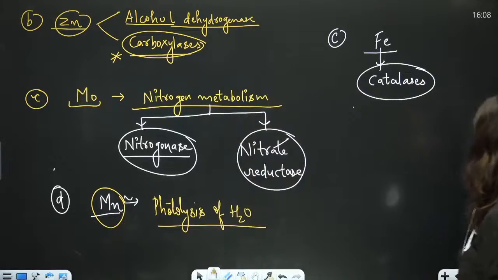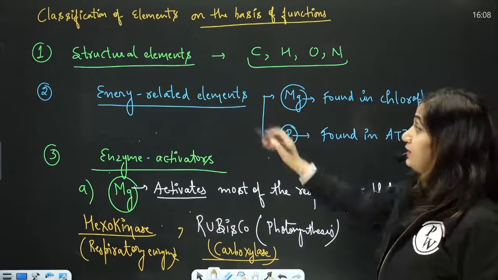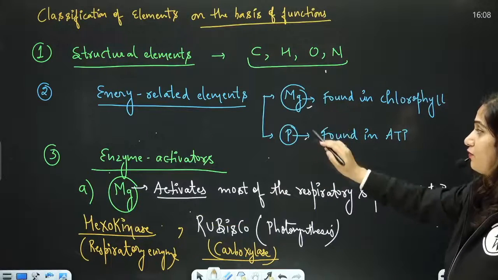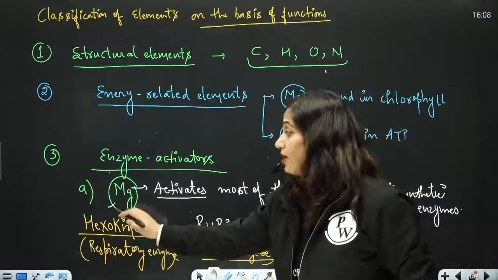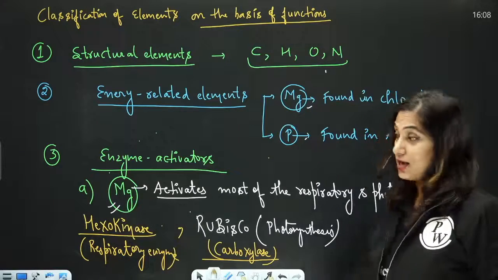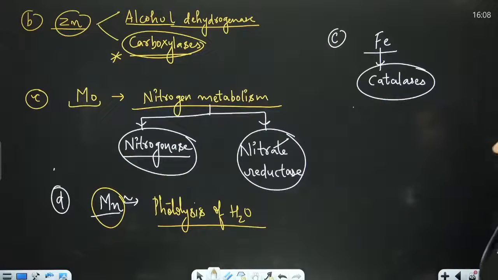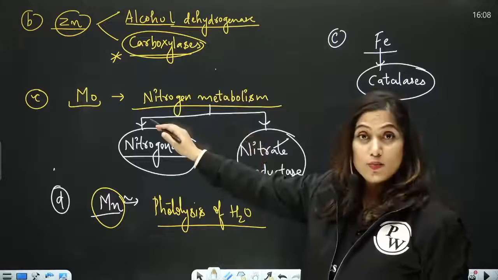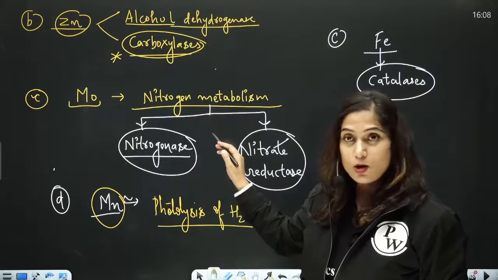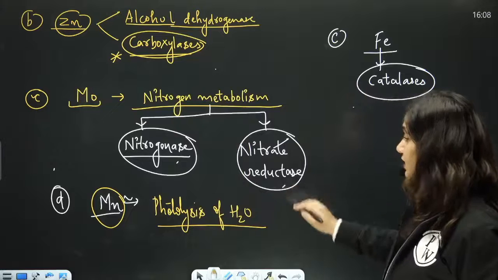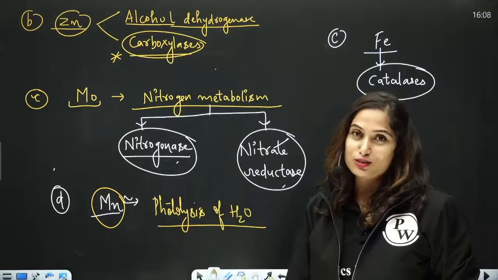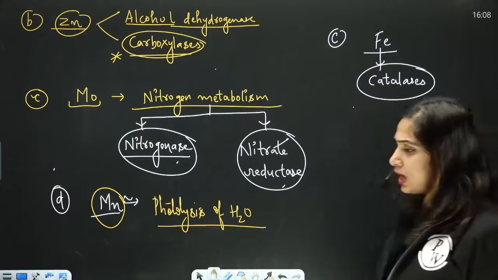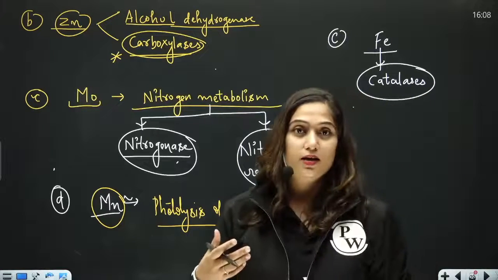So these are the major enzyme activators, right? These are the structural components. These are the energy related components, manganese and phosphorus. Enzyme activator, magnesium, very important for respiratory and photosynthetic enzymes. Then zinc, alcohol dehydrogenase and carboxylases. Molybdenum for nitrogen metabolism, activates nitrogenase and nitrate reductase, manganese for photolysis of water, and iron for catalases. Okay? So this is all about the mineral elements.